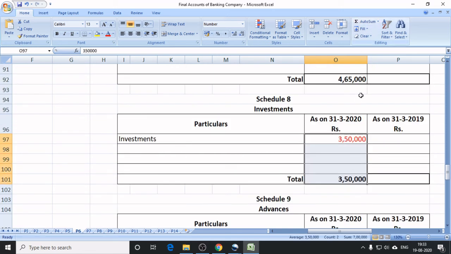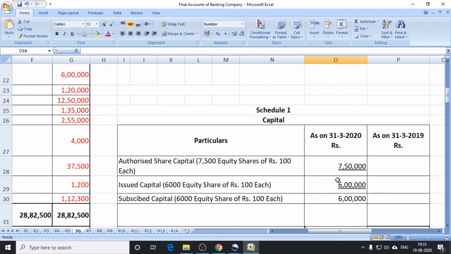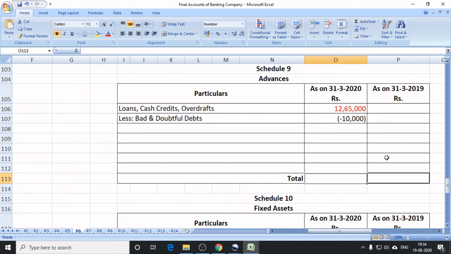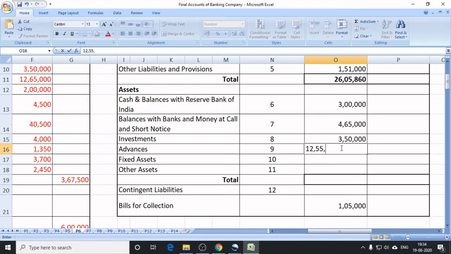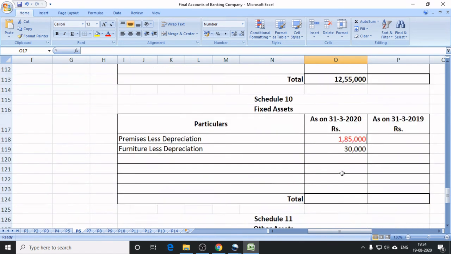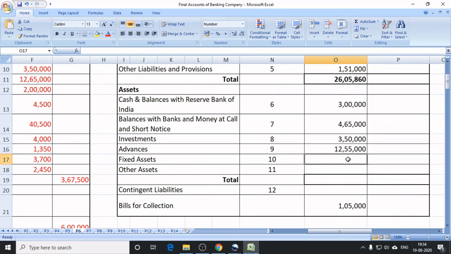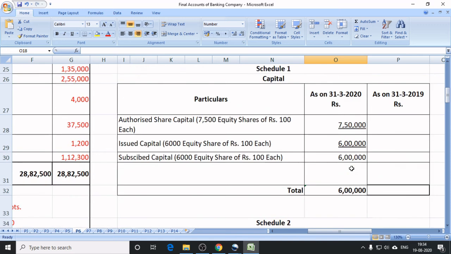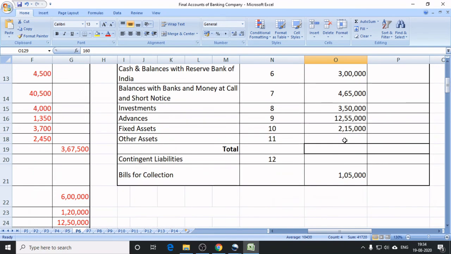Now investments, schedule number 8. There is only one figure, 3,50,000. Advances, schedule number 9. There are two figures: from 12,65,000, if you deduct 10,000, then the answer is 12,55,000 rupees. Fixed assets, number 10. The total is 2,15,000. Now other assets, schedule number 11, 20,860.